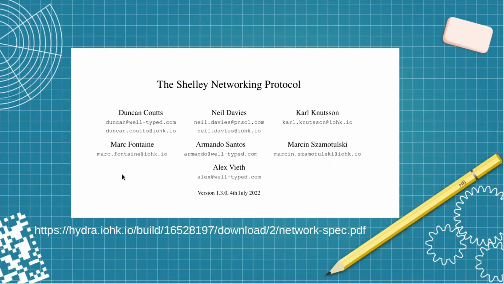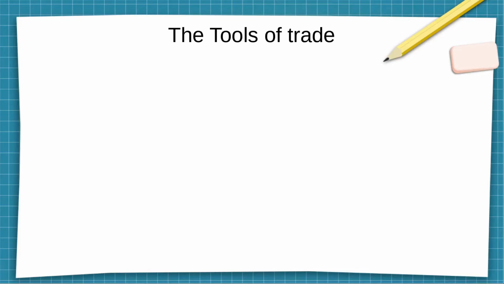The largest source of information is, of course, the implementation written by IOHK. This document, the Shelley networking protocol. It is an interesting document to read and will give you all the information you need to implement the specification. I will use this document to showcase some of the information about it and give you a practical example of its implementation.